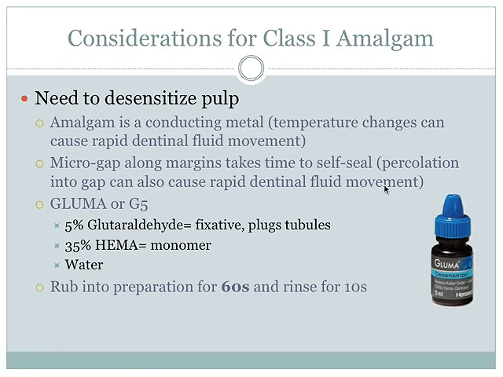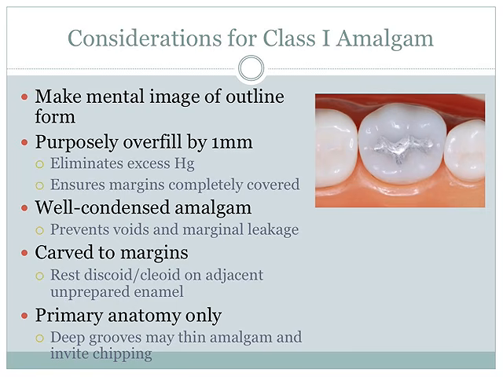So amalgam is a conducting metal, and it takes a while to seal, so desensitizing the pulp is essential, especially if your preparation was pretty deep into dentin. One of the things you can use is Gluma, and I have it pictured here. Basically rub it into the preparation with a micro brush for about a minute, and then you can rinse it off afterwards. This helps to plug up the dentinal tubules to eliminate some of the post-operative sensitivity that a patient can experience.